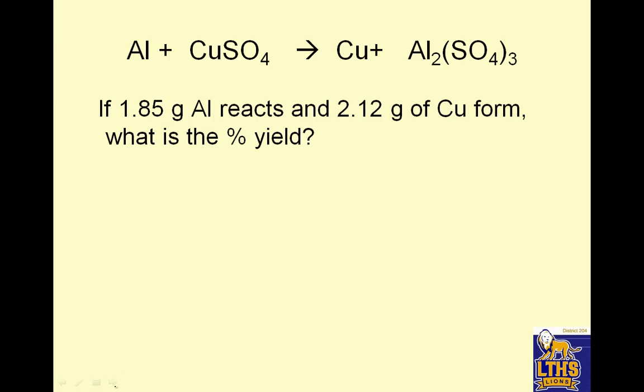So here, I've got 1.85 grams of aluminum and 2.12 grams of copper. So notice, again, I've got a reactant and a product. So I'm going to convert my reactant into the product and see how much extra I have. 1.85 grams of aluminum. Let's check to see if I'm balanced. One aluminum here, two here. One copper, one sulfate, three sulfates. Three CuSO4s, three. Yay, I'm balanced now.